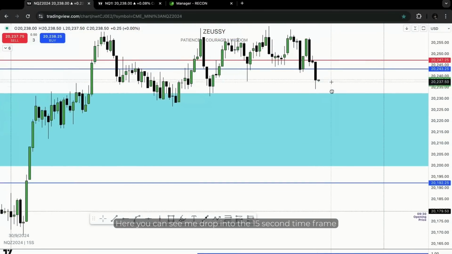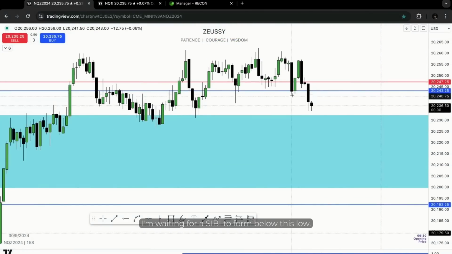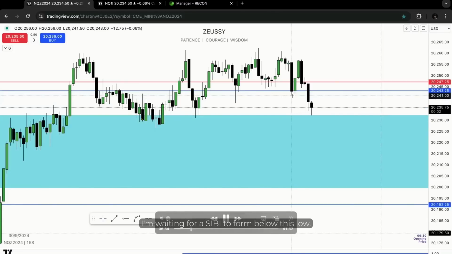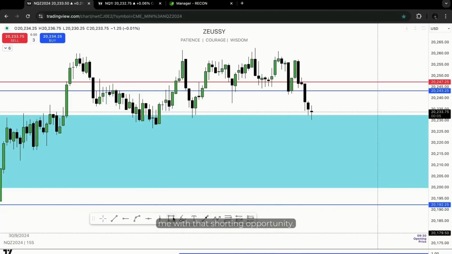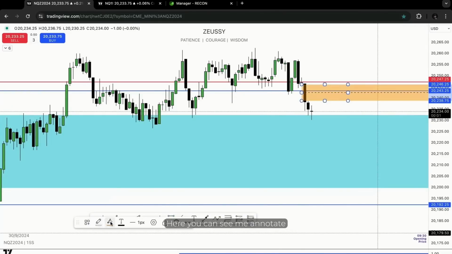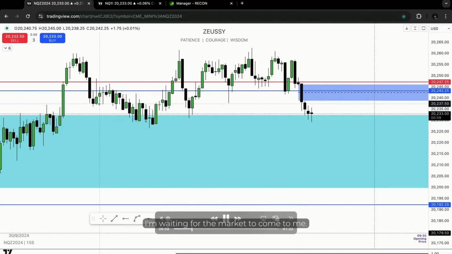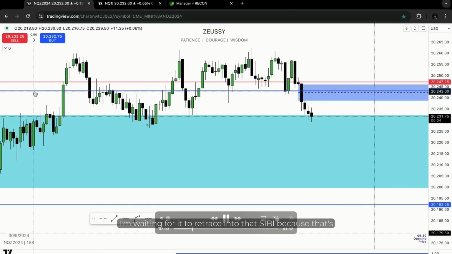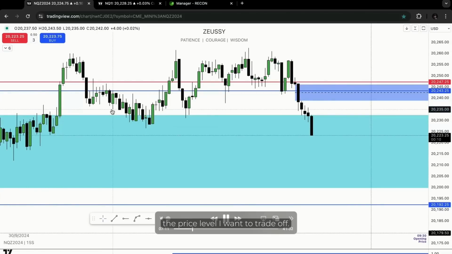Here you can see me drop into the 15-second time frame, and I'm waiting for an imbalance to form. I'm waiting for a CB to form below this low. I want to see the market retrace into that CB, and then I want to see the market provide me with that shorting opportunity. Here you can see me annotate the CB, and notice I'm not chasing price. I'm waiting for the market to come to me. I'm waiting for it to retrace into that CB because that's the price level I want to trade off.